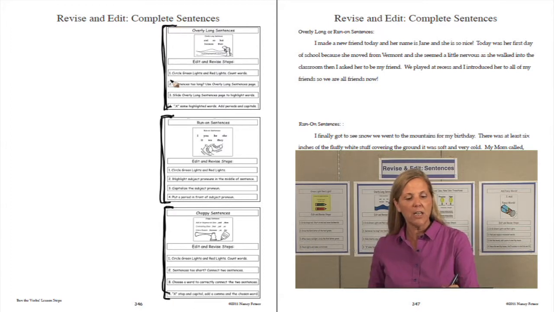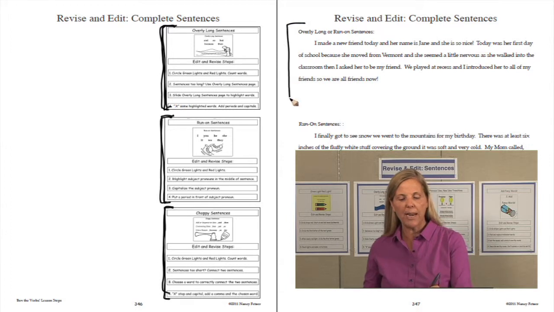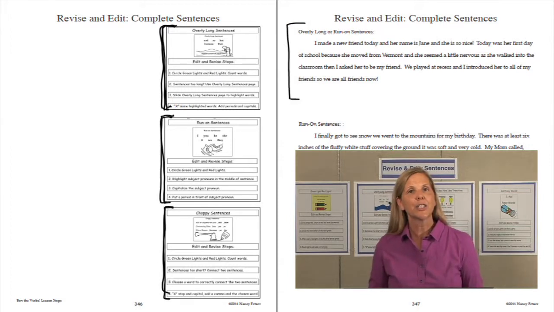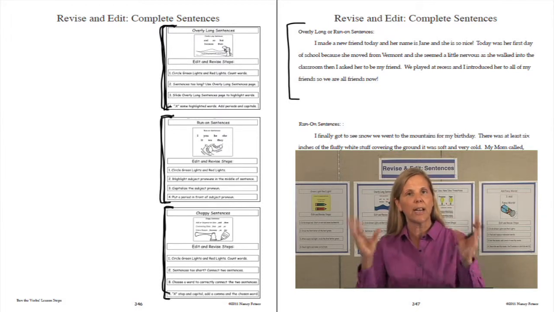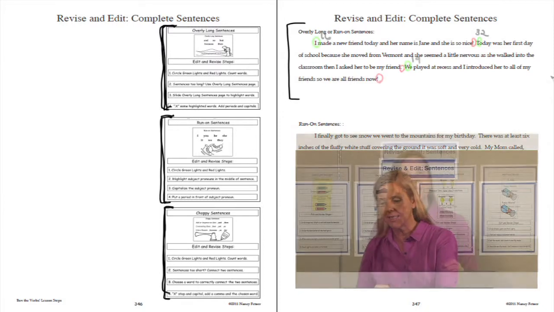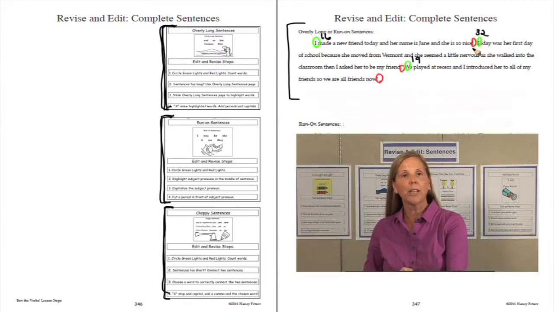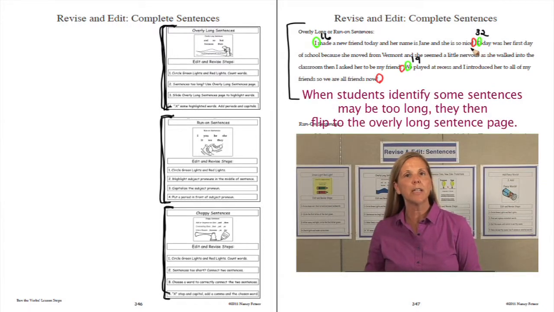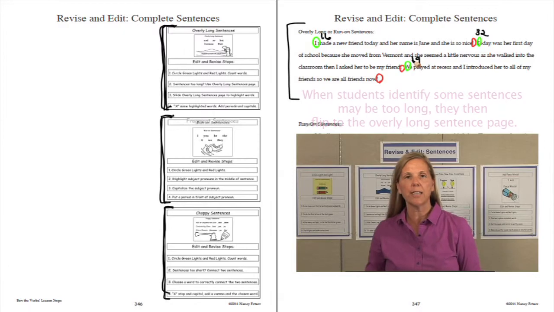Our first activity is overly long sentences. Notice we have our steps here and, on the facing page, we have a passage. Let's follow the steps. Step 1, like every one of our sentence level activities, green light, red light, so we can identify the boundaries of the sentences. We have our green light, our red light. After our green light and red light, what's the next thing you do? You count the words, and we see we have 16 words, 32, and 19.